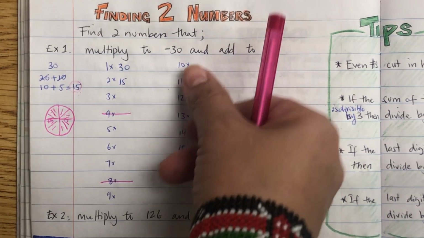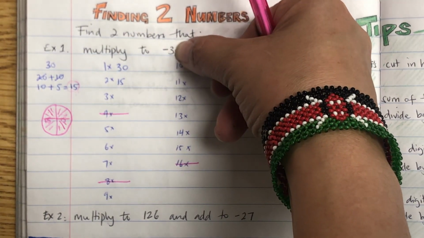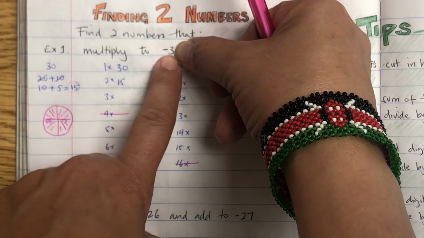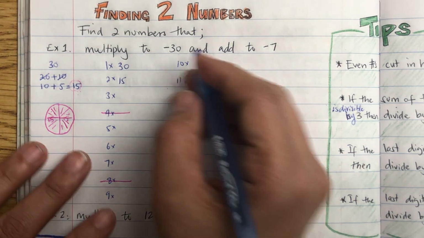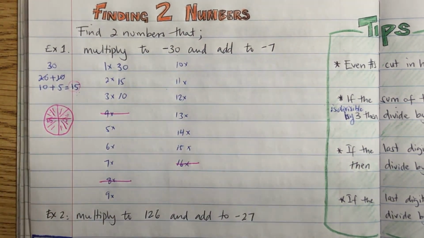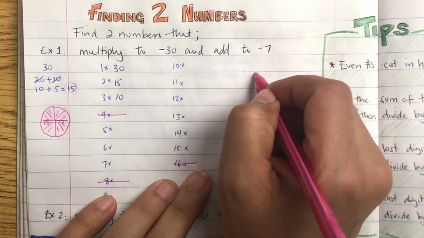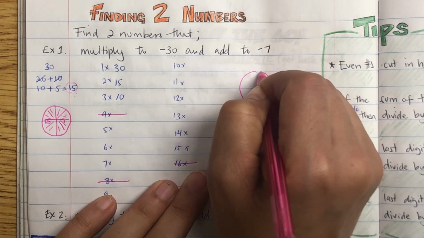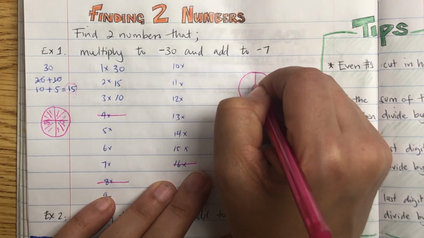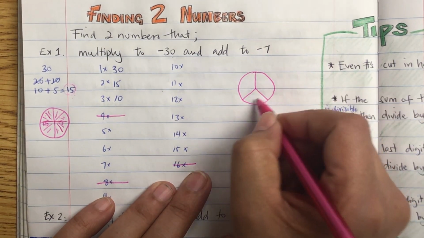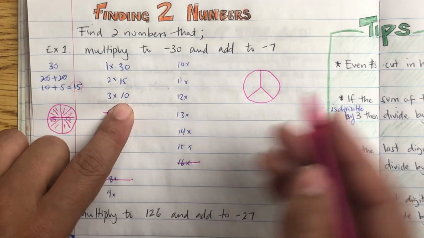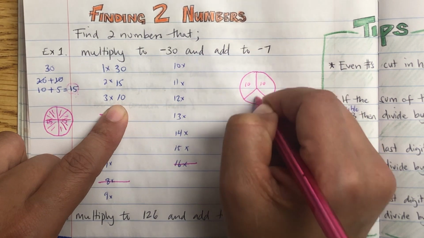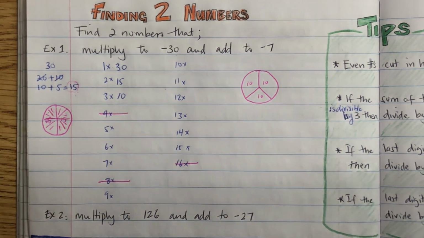And anytime you're dividing by 10, all you have to do is get rid of that 0. So 3 times 10 is 30. Okay, so 3 times 10. If I had a pizza and I cut it into 3 equal parts, 1, 2, 3, right? So each of these equal parts, they're what? They're worth 10, right? Because 10 plus 10 plus 10 is 30, right?